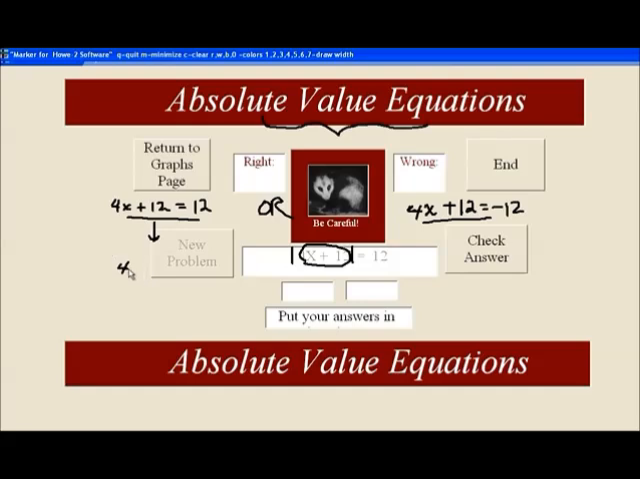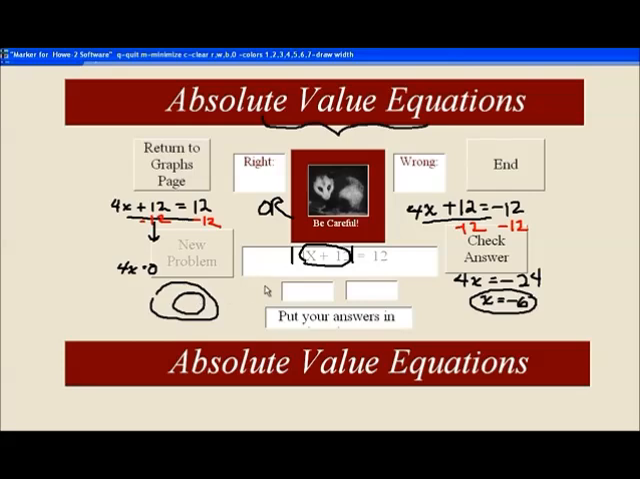This one will give us 4x, and if we subtract 12 from both sides, I get 4x is equal to 0, and x is equal to 0 is one of the answers. And if I solve this one, I get 4x, subtract 12, I get 4x is equal to negative 24, and x is equal to negative 6. Now look, one answer is 0 and the other one is negative 6. Not 6 and negative 6.